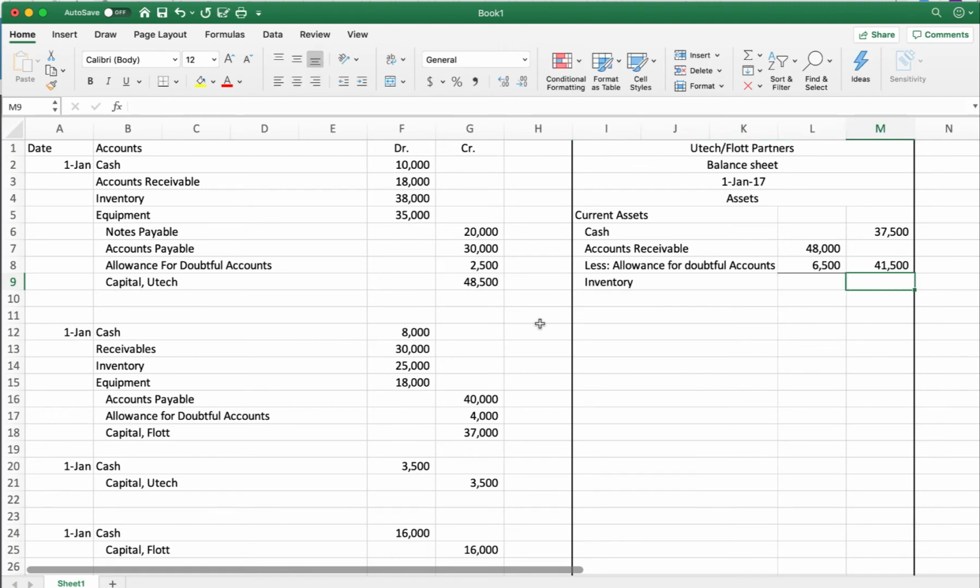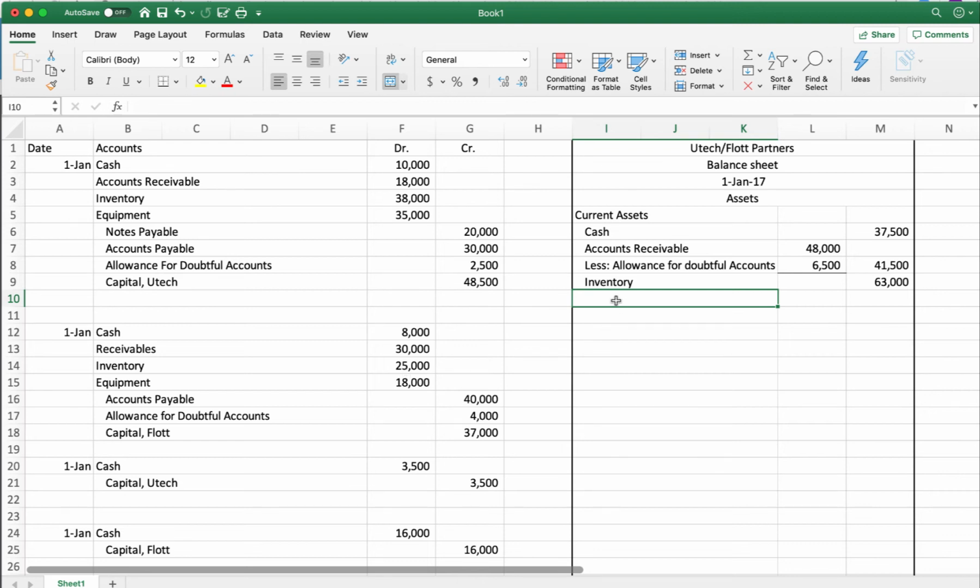The next thing I need to do, indent, is list my inventory. What is the value of my inventory? Well, that's easy. Let's look and see what we did. UTEC contributed inventory of $38,000 plus Float contributed inventory with a value of 25,000. So that means that my total inventory should be $60,000.